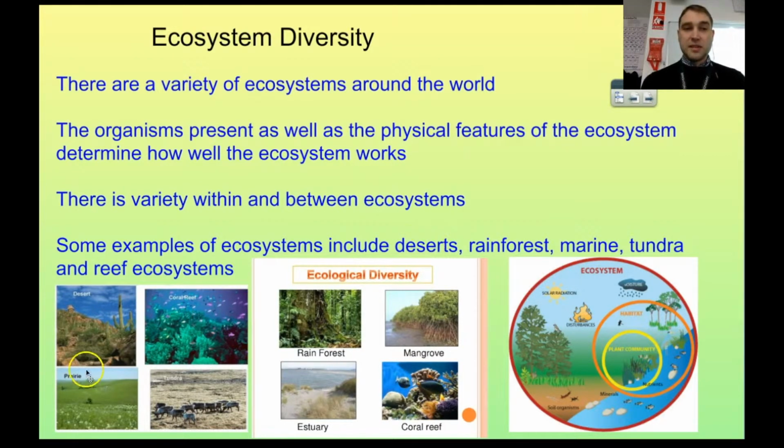Now, even though a desert in Australia and a desert in the US might superficially look similar, there are differences between them. That's due to evolutionary reasons, but also the conditions are slightly different. The physical features of the environment are slightly different too. So for that reason, a reef in Australia will look different to a reef in Mauritius, for example.